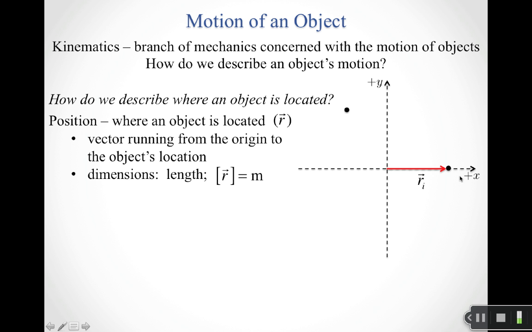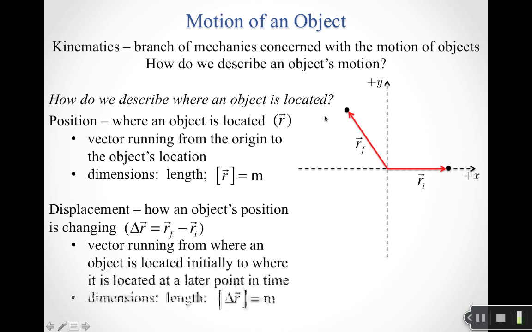So here's a situation where, initially, here's my object, and you can see I've got my initial position vector drawn out from the origin. Here is some final position vector. All I know is that my object was here at some initial point in time and was here at some final point in time. So the other question I can ask is, how did my object's position change? That's described by the displacement.